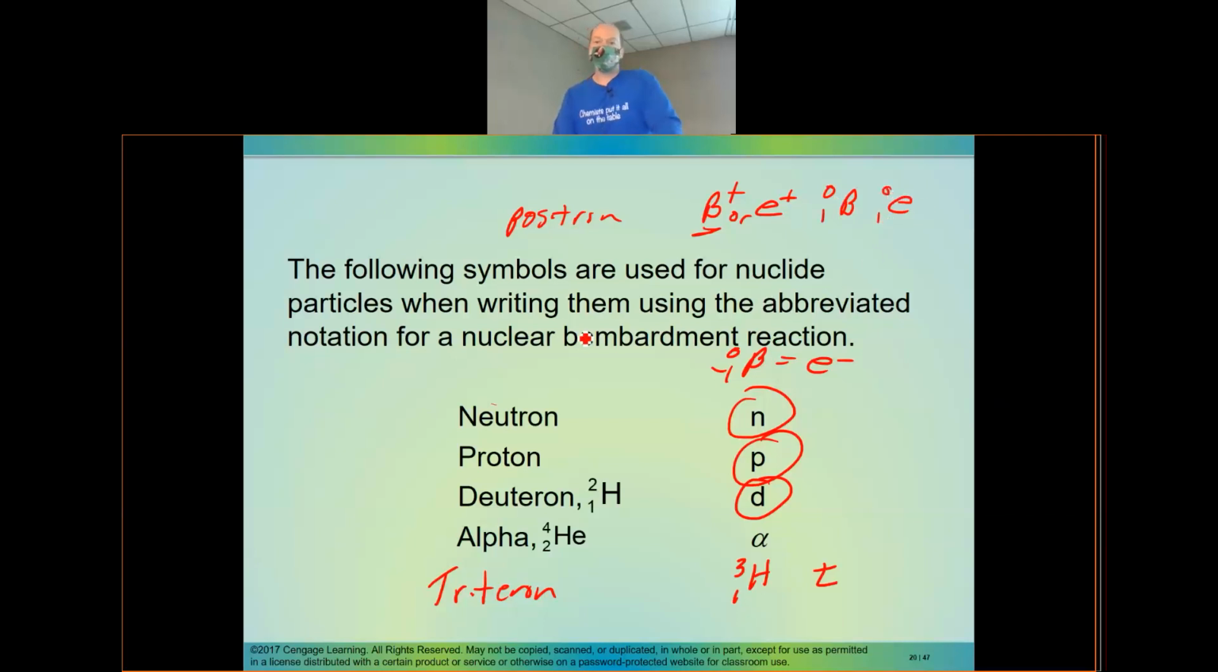So you have to know the symbols for all of your different particles that we talk about. And of course, gamma is a 0, 0. It's pure energy. So that is a gamma particle. You have to know your symbols for your particles.